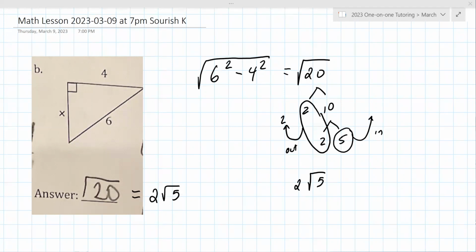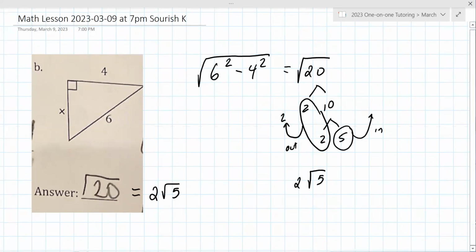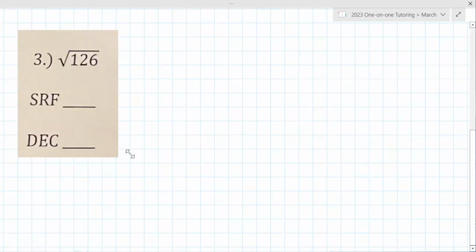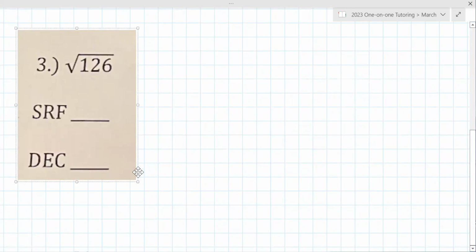That's right. Okay, now we're going to go down to number 3 and do some reducing roots. All right, so we're going to do the same thing we did in the last problem here. We're just going to reduce the root. So start with the square root of 126.